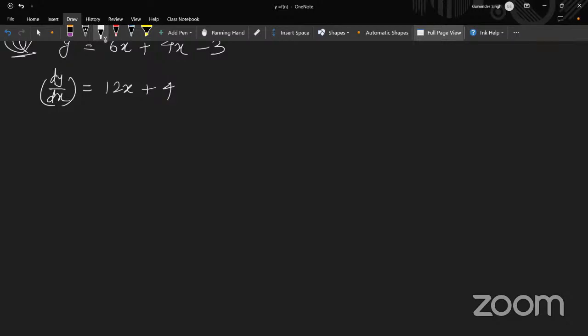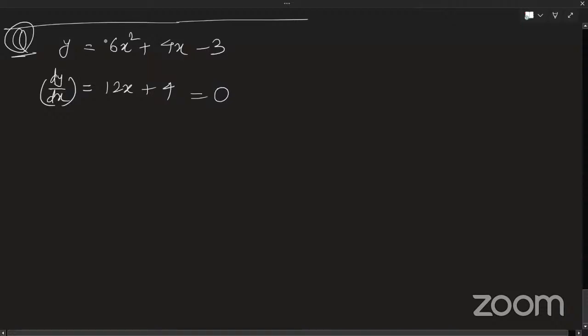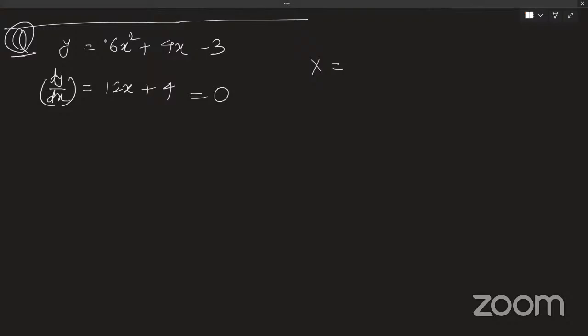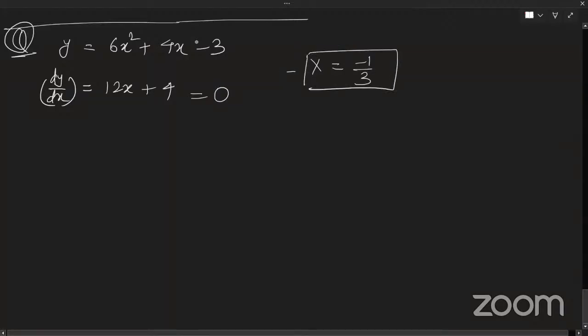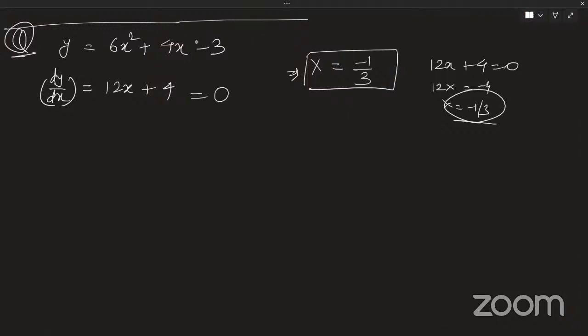Okay, so you mean dy by dx should be 0. So I'm asking, what is the value of x? What is the critical point? If dy by dx is turning out to be 0, what is the value of x? Ashrita, tell. It is minus 1 by 3, right? 12x plus 4 is 0. Yes. So 12x is minus 4. So x is minus 1 by 3. Okay. So we have this point minus 1 by 3.